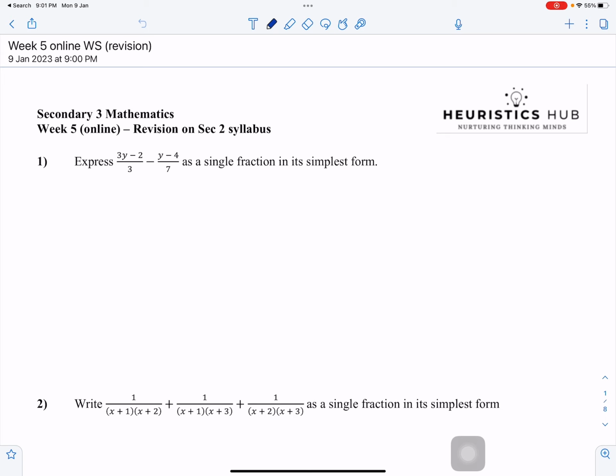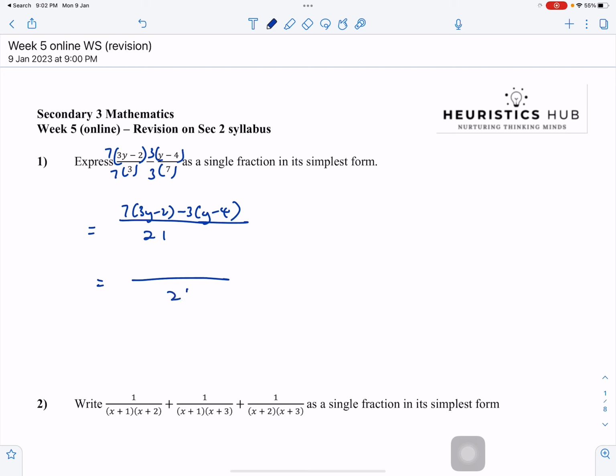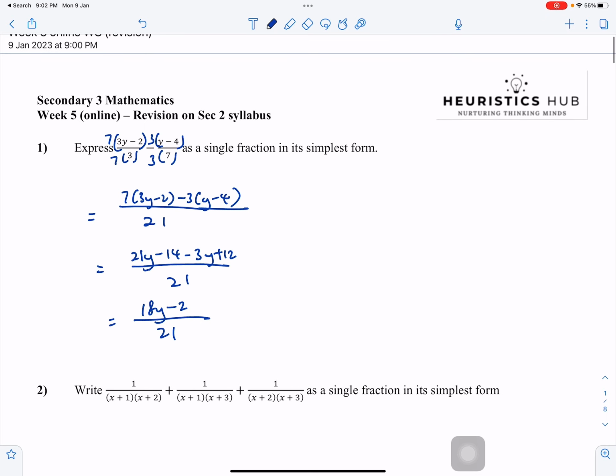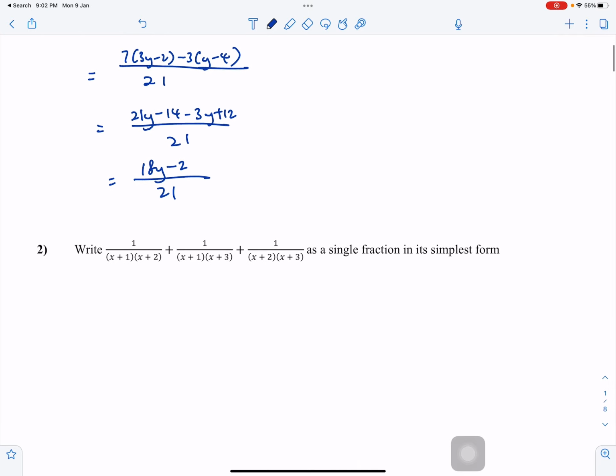The first question is about combining into a single fraction. So obviously, common denominator. Very easy question. This should be very easy for everybody, especially if you did relatively well in Sec 2. So there you go, you get this as the answer. Simple as this. Let's move on to the next question.